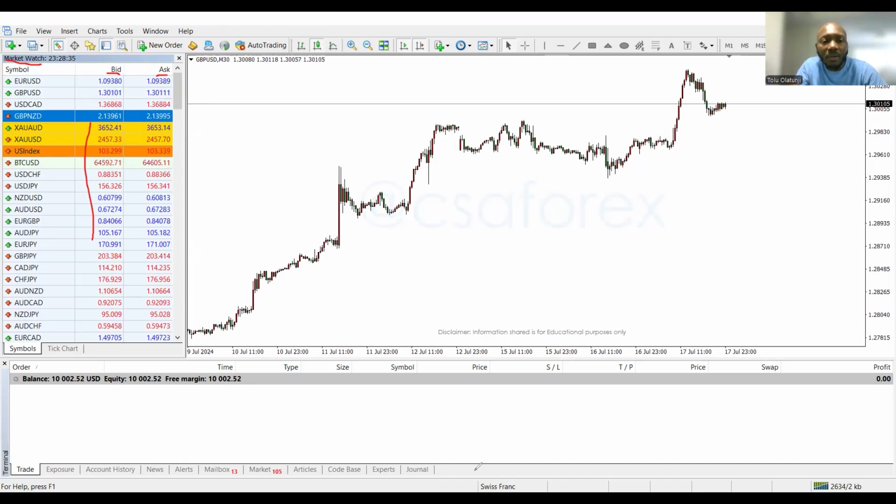The second part, here at the bottom, is what we call the terminal. The terminal majorly gives us information about our money, the trades that we have opened, and even the trades that we have closed, account history, our balance, equity, free margin, right? So it basically houses everything that has to do with our money. Of course, you have your mailbox here and some other parameters, but the key thing for the terminal is information about the money that we have in the account.